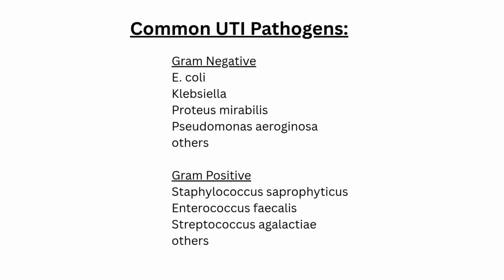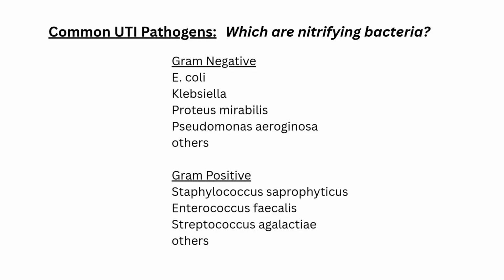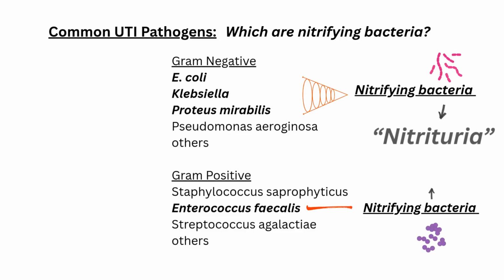Nitrites in the urine are caused by bacteria turning nitrates to nitrites, resulting in nitrituria. Note that not all UTIs are caused by nitrifying bacteria. In fact, nitrifying bacteria are not typically found in urinary tract infections. Common urinary tract infection pathogens are listed here. Which of these are nitrifying bacteria? In one study, only one-fourth of the UTIs had a positive nitrite test. So we see the nitrite test has limited usefulness in the diagnosis of a urinary tract infection.